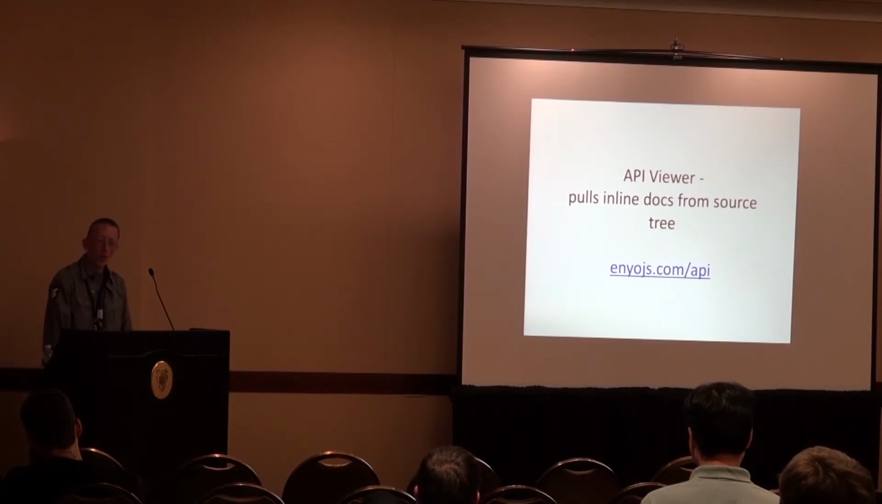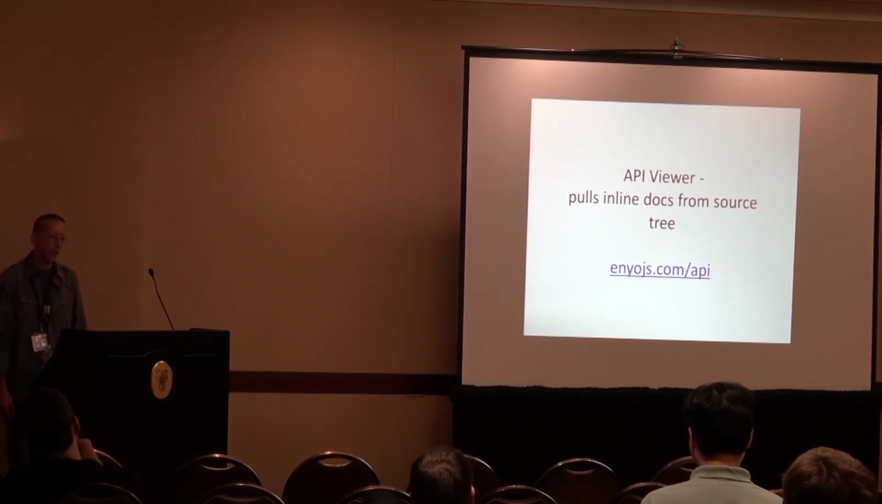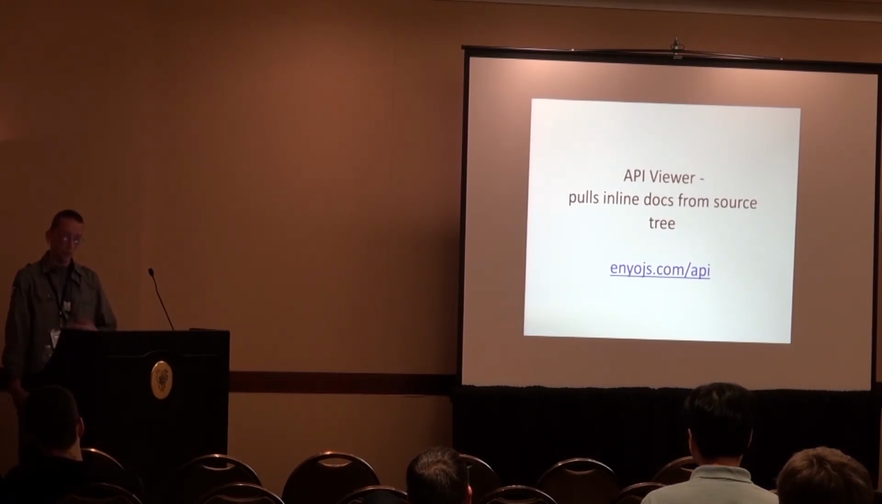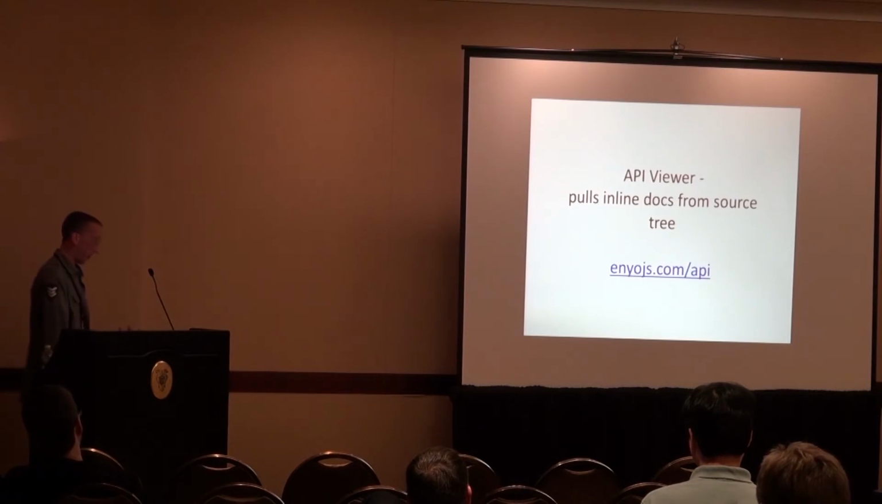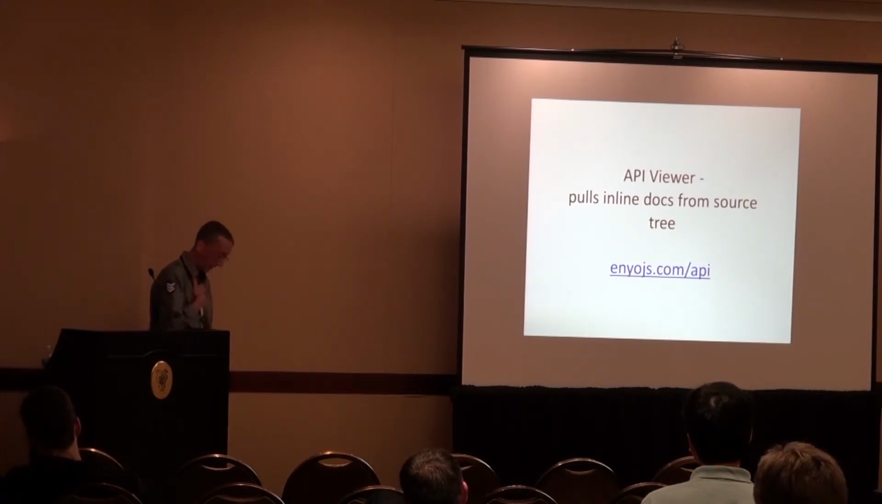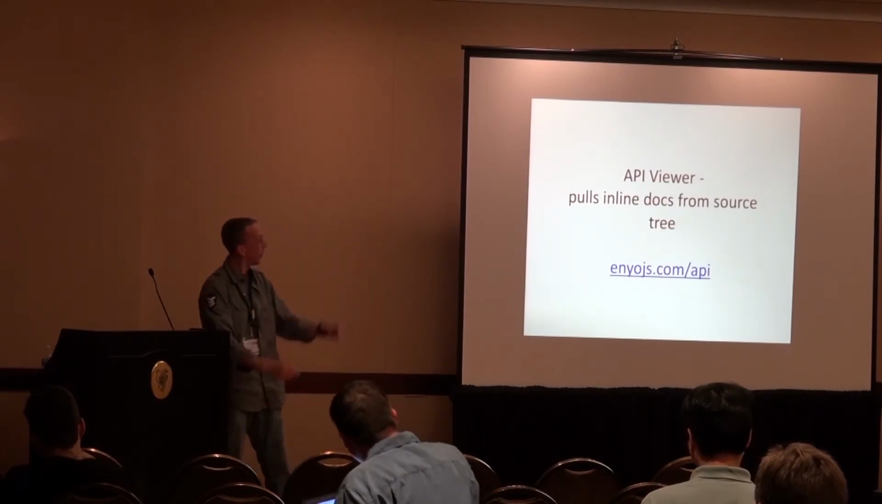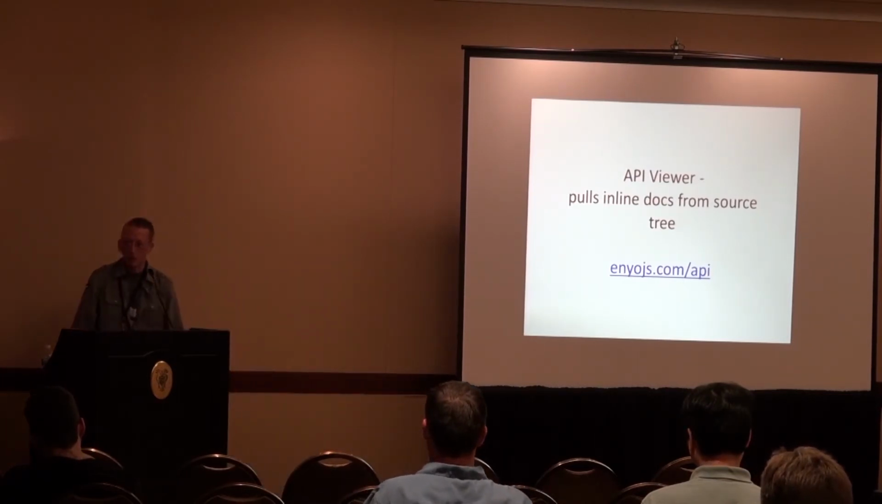The API viewer is pretty cool. We have this running at the enyojs.com/API URL, and it basically reads all of the source code inline and displays it in a nice little document format. Very handy for when you're developing in Enyo.